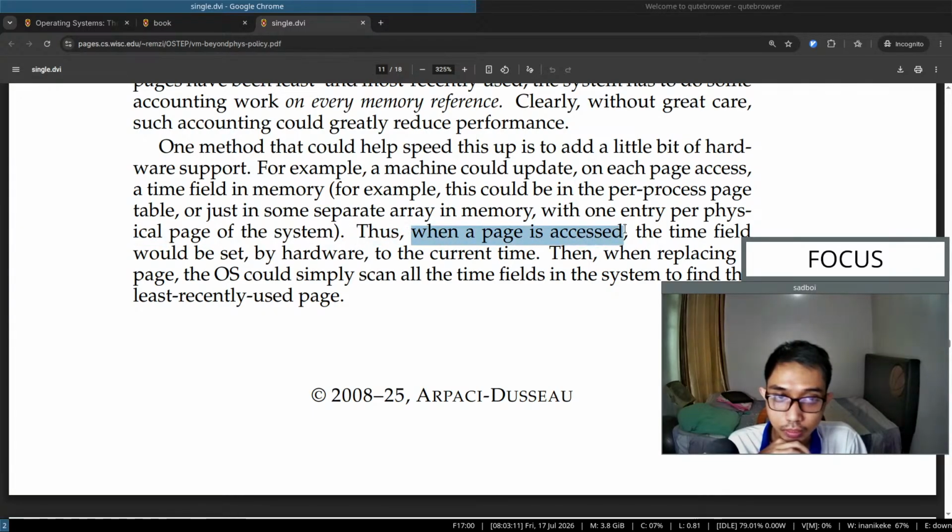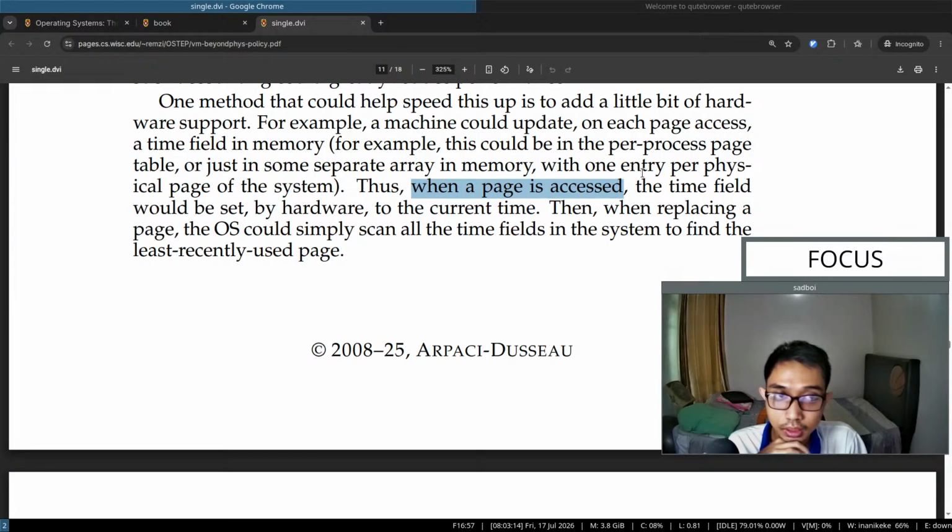Thus, when a page is accessed, the time field would be set by hardware to the current time. Okay, then when replacing a page, the operating system could simply scan all the time fields in the system to find the least recently used page.